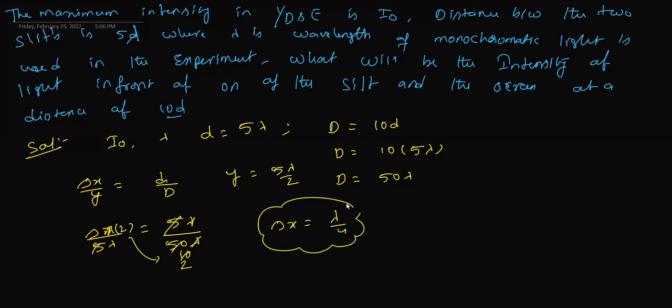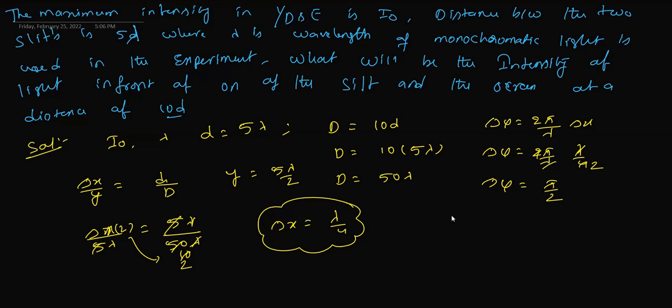We need to remember the delta x value. If you know the delta x value, it's easy to calculate the delta phi value. From which formula? Delta phi equal to 2 pi by lambda into delta x. Substitute the delta x value, lambda by 4. Lambda cancels, 2 1s are 2, 2 2s are 4, pi by 2. Delta phi equal to pi by 2.